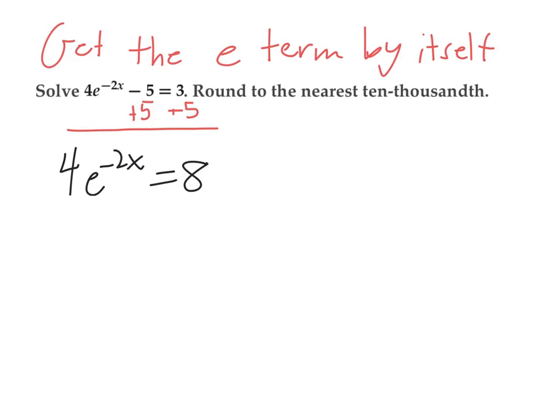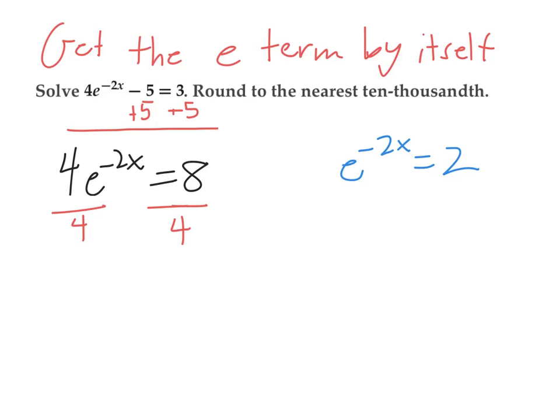Now all I've got to do is get this by itself, which means the 4 needs to go, and since it's being multiplied, the opposite of that is, hopefully you said division, so I'm going to divide both sides by 4, and then those 4's cancel right here, so I'm left with e to the negative 2x equals 2.